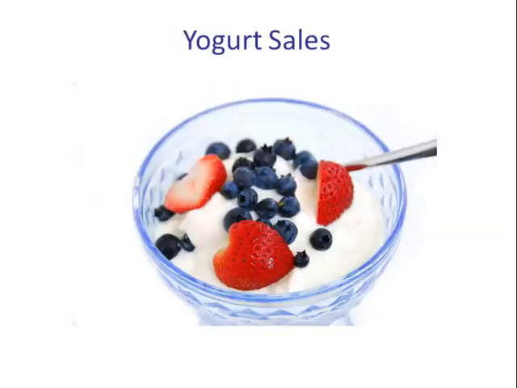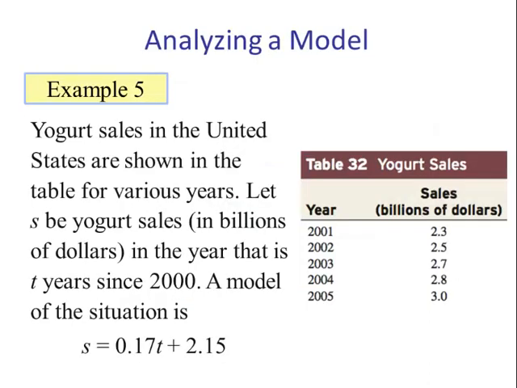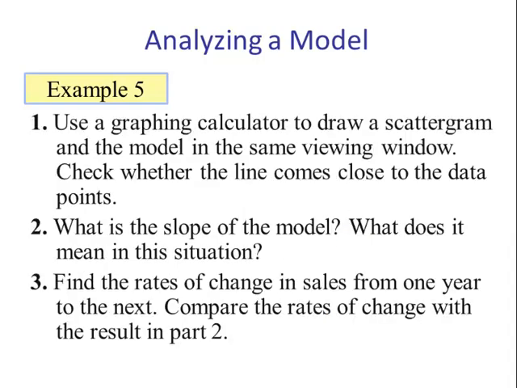Let's do another example. Yogurt sales. Yogurt sales in the United States are shown in the table for various years. Let S be the yogurt sales measured in billions of dollars in the year that is T years since 2000. A model of this situation is S equals 0.17t plus 2.15. Number 1, use a graphing calculator to draw a scattergram and the model in the same viewing window. Check whether the line comes close to the data points.